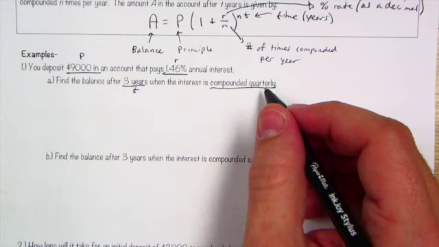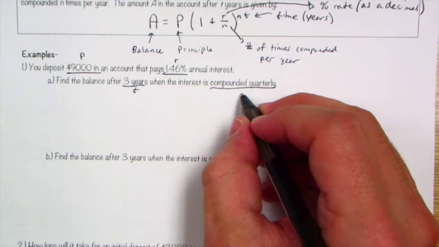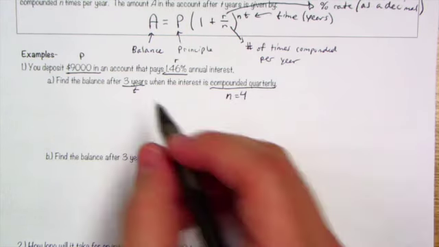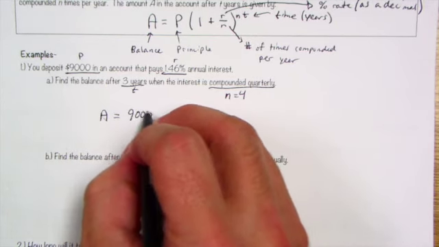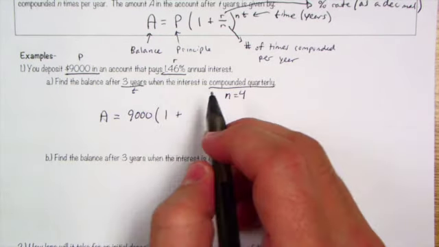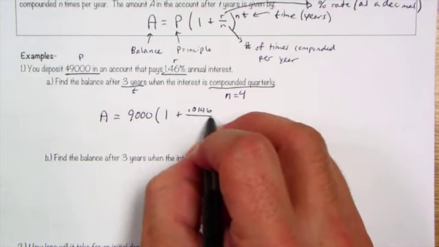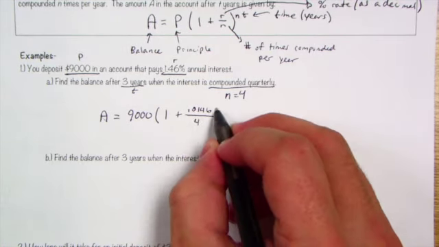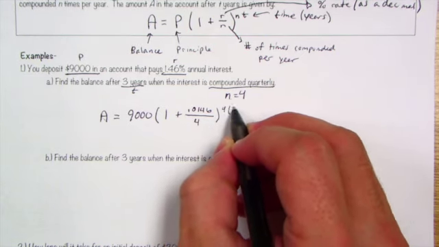If you don't know what quarterly means, just think of how many quarters in a dollar. That just means 4 times per year, that's n. So when we go to plug everything in, we have A equals our initial value, which was 9,000, parenthesis 1 plus the rate as a decimal. 1.46% is 0.0146 over n, which is the number of times it's compounded per year, which is 4, to the n, same n, and then times t, which is 3 years.